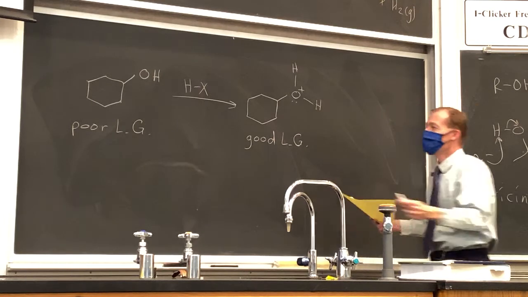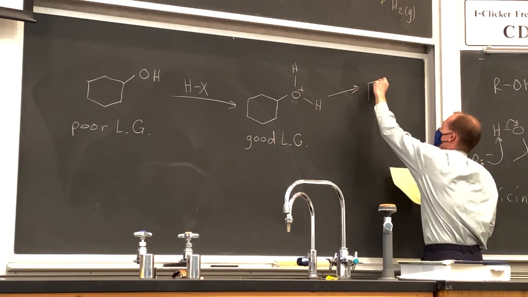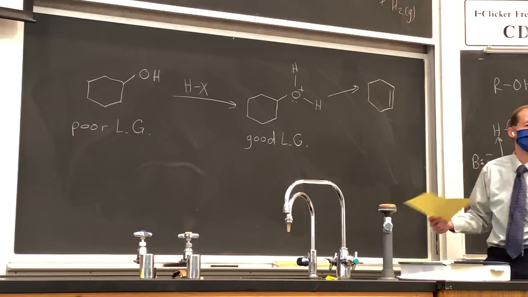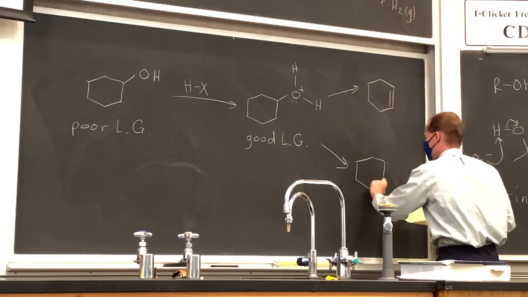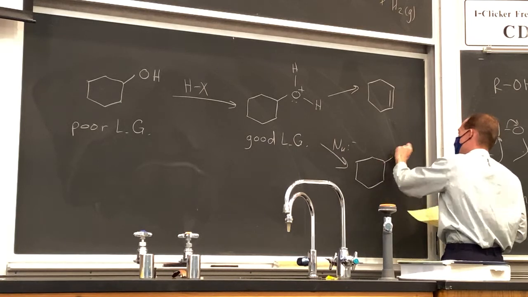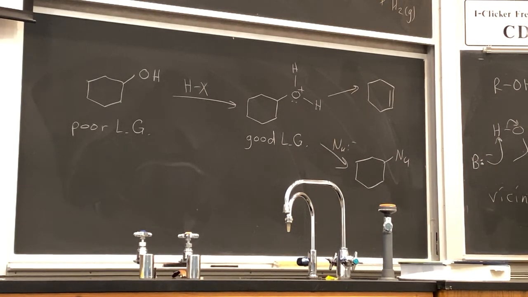So now that we've converted our poor leaving group into a good leaving group, we can perform eliminations. If we have a suitable base present, we can perform substitutions if we're using a nucleophile. Okay. So that's the general strategy involved with alcohols. Yes?